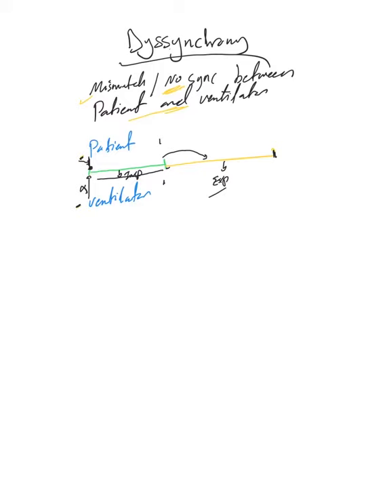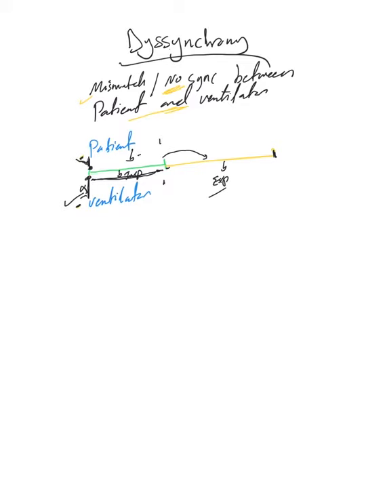But what if the patient is trying to trigger the ventilator, but the ventilator is not listening? So the patient is trying to breathe, but the ventilator is not delivering the breath. So that's one scenario. The second scenario, what if the patient is not trying to breathe and the ventilator receives a false trigger and goes and delivers the breath? So that's another scenario.